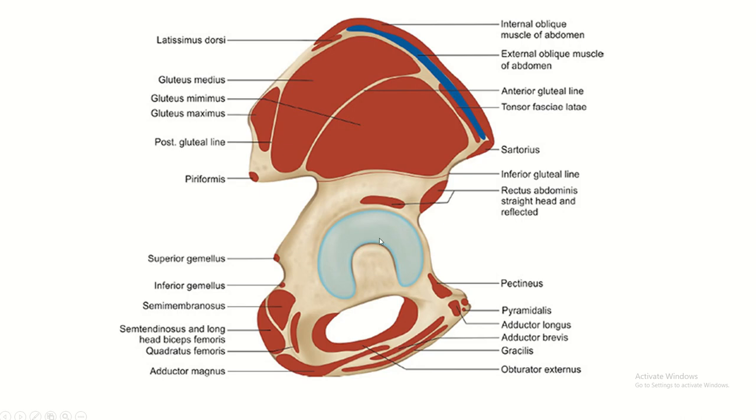So most of the muscular attachments on the hip bone are origins of the muscle. Only remember the external oblique muscle of the abdomen, which is inserted here. This is the origin of the internal oblique muscle. This is latissimus dorsi. This is gluteus maximus, medius, minimus, and piriformis muscle.